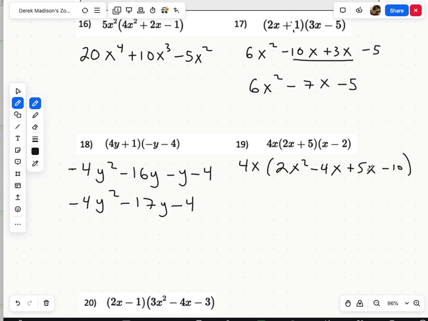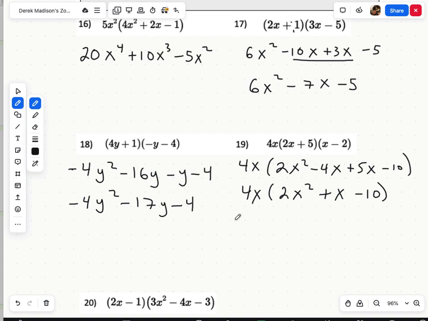And again, before I start distributing stuff and making it bigger, I like to simplify as much as I can. So let's make this 2x squared. Minus 4 plus 5 is going to leave us a plus x in the middle, and minus 10. And like I said, when we go to do factoring in another couple weeks, the first thing we would do is factor out this 4x, and we would be looking at this piece, trying to figure out how to get it to go to here. So that's a pretty good reason to do things in this order.